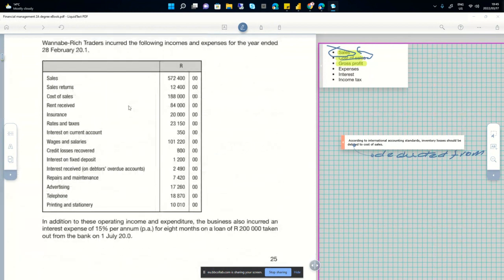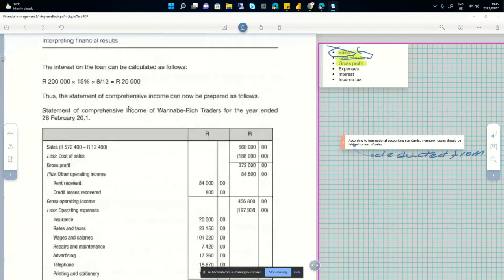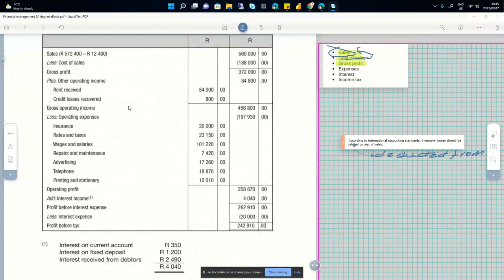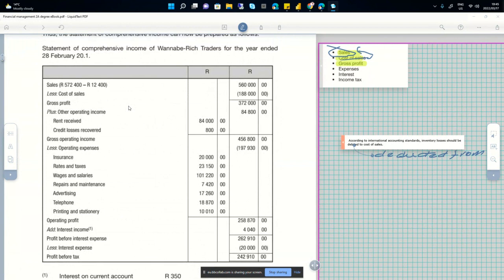All right, so now the good thing is we have few items here, and let's deal with a particular income statement. This is a statement of comprehensive income from Wannabe Rich. As you can see there, traders of the year. Right, so we have here that 560K.